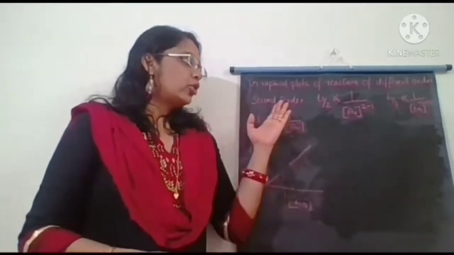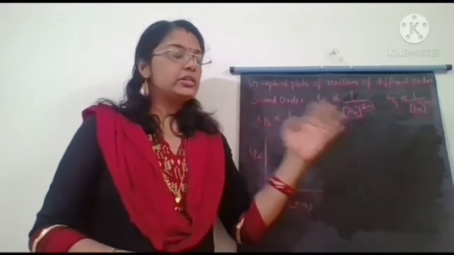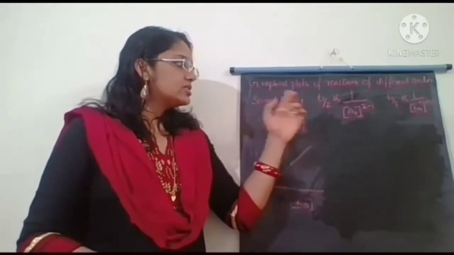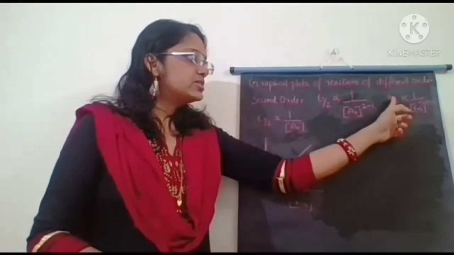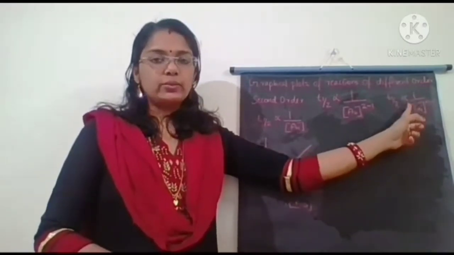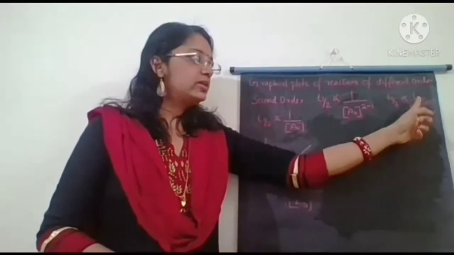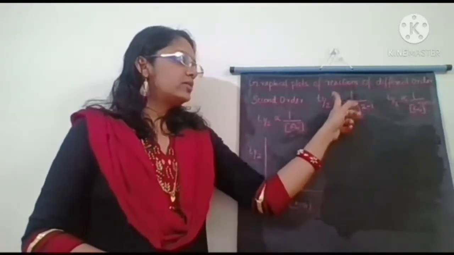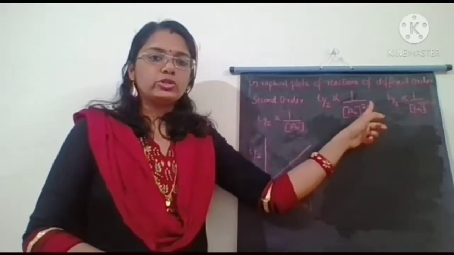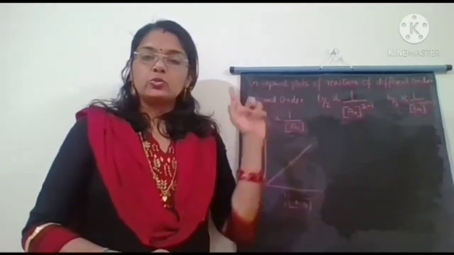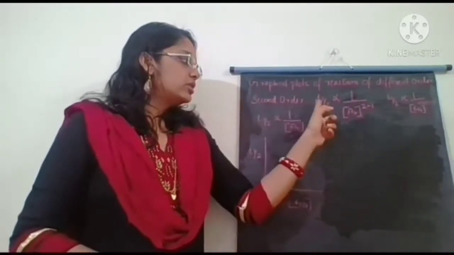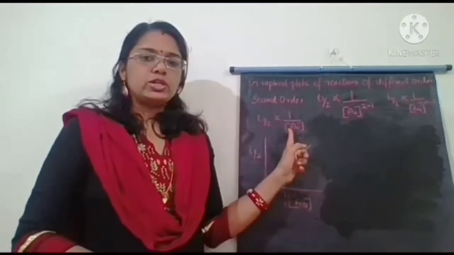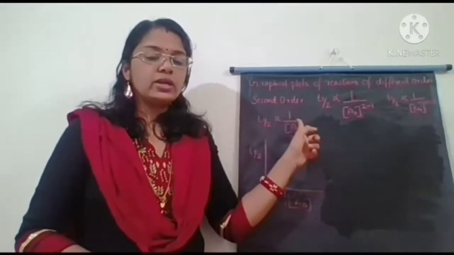So for a second order reaction, when we are plotting a graph between T-half and initial concentration, the general equation is T-half is directly proportional to 1 by A0 raised to n minus 1. Here for a second order reaction, n becomes 2. So T-half is directly proportional to 1 by A0 raised to 2 minus 1. 2 minus 1 becomes 1. So T-half is directly proportional to 1 by A0.